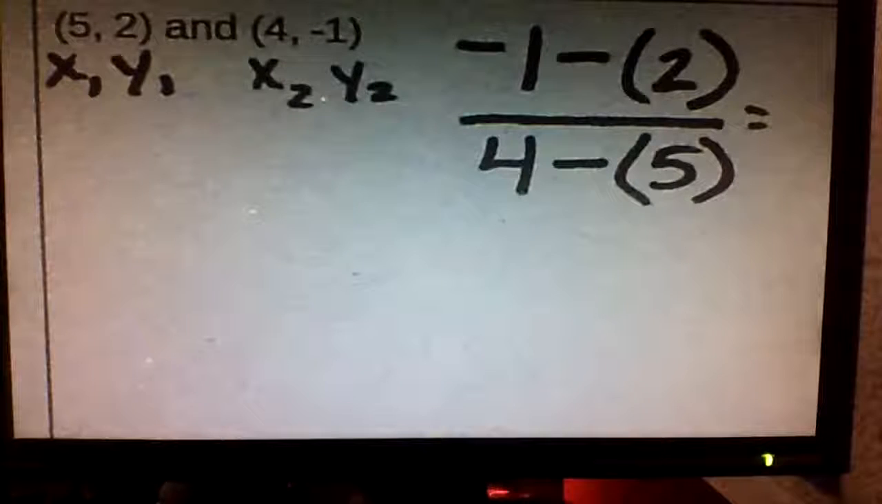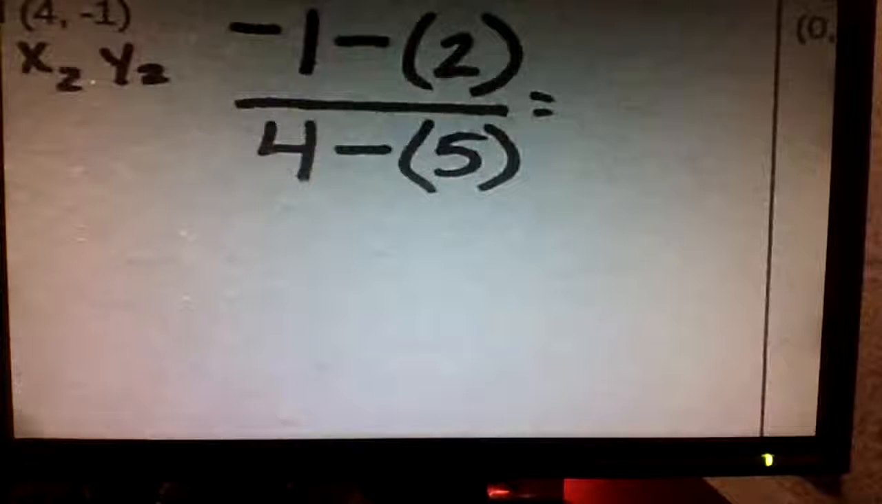Okay, so what's negative 1 minus 2? Okay, hold on. This is saying I start where? Negative 1, and I'm going where? 2 to the left, in the negative direction. So what is my answer? Negative 3.